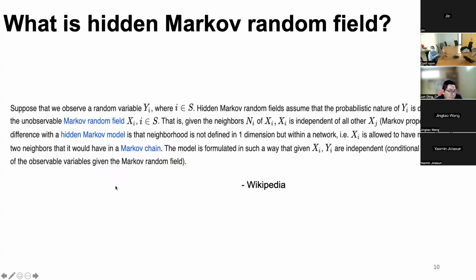For the hidden Markov random field, I found a good definition from Wikipedia. Like I said, yi is a random variable, and the probabilistic nature of yi is determined by the unobservable Markov random field xi. So xi in our data set is not observable. And xi and all other xj's are independent of each other based on the Markov property. The beautiful thing about the hidden Markov random field is that it is not defined in one dimension but in multiple dimensions. It's within a network, so nodes can have more than 2 neighbors.